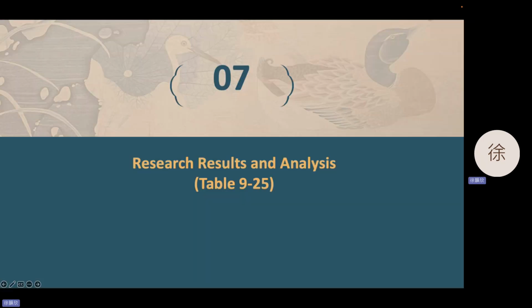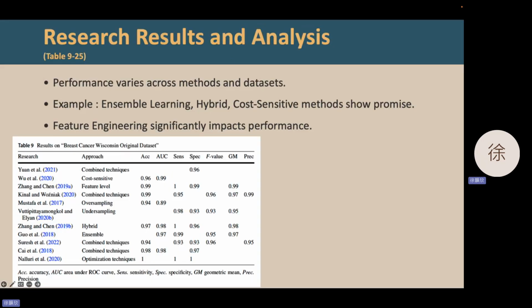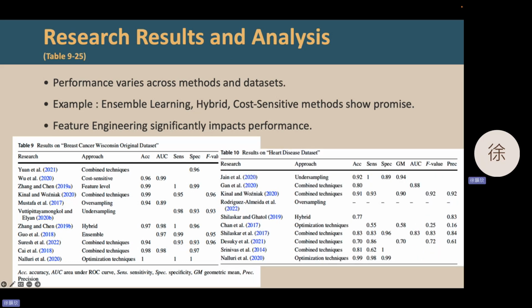Just like this. Okay, so the research results and analysis from table 9 to 25. These tables summarize the results obtained by different research papers that use various methods to address class imbalance on the common reference medical data sets listed in figure 4. And each table focuses on a specific data set.